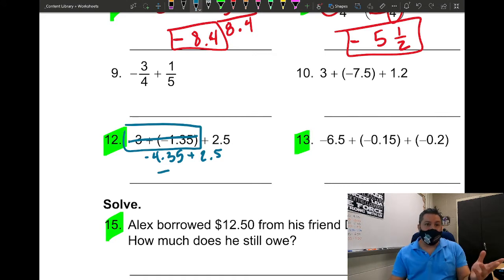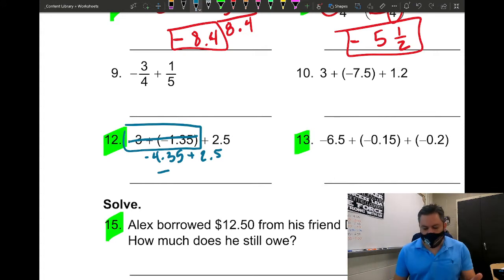Now we have a binomial. Binomial means 2 because of bi. Trinomial means 3 because of tri. Polynomial means more than 1. Okay? And both those are going to be 4, 5, 6, and whatever.